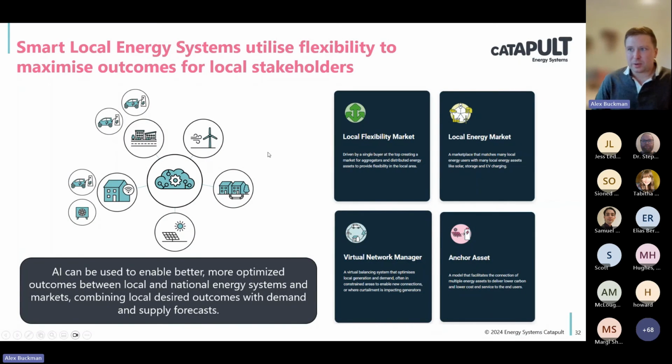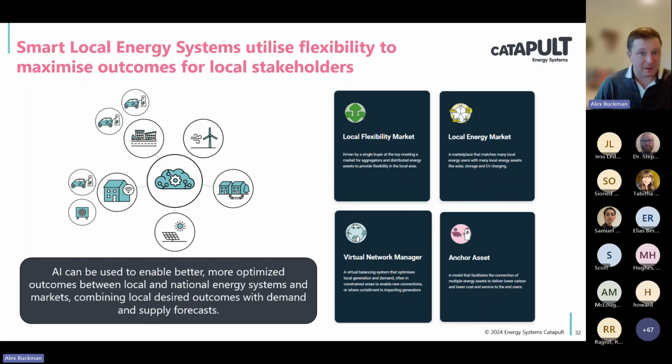And so if you wanted to look at our website for a few different ideas of what those business models are, they include local flexibility markets driven by a single buyer within an area. Local energy markets aim to utilize local generation locally, optimizing local generation and demand in constrained areas to allow new connections to happen. And new connections means new homes or new businesses, and that's valuable to particular areas.